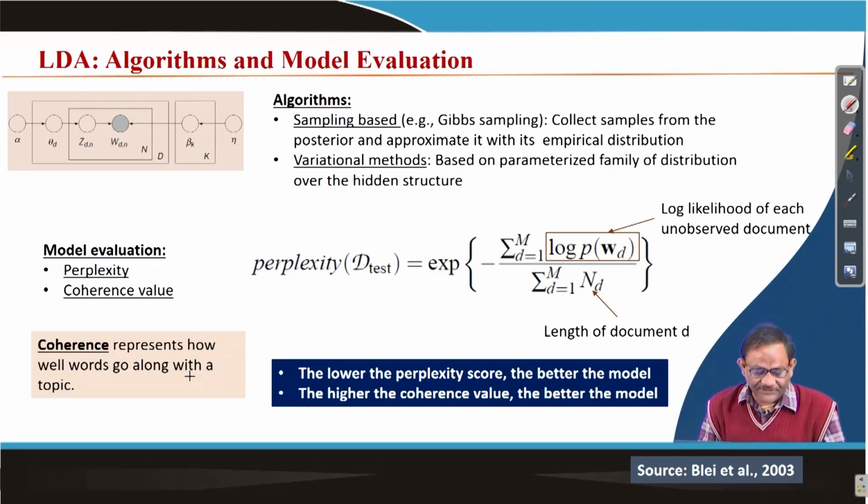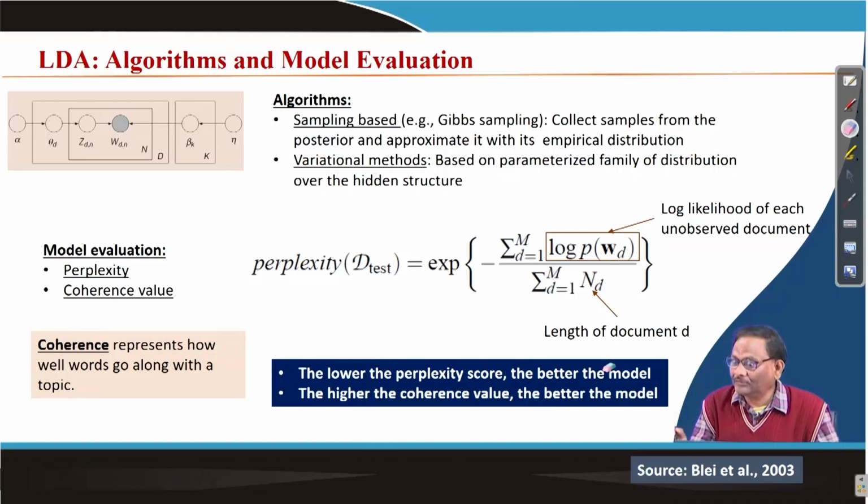So, from an evaluation perspective, the lower the perplexity score, the better the model, and the higher the coherence value, the better the model. So, that means one criterion says lower the better, another says higher the better. If you consider both things together, then you have to come to a trade-off condition, some kind of point where you have the best value or best model.